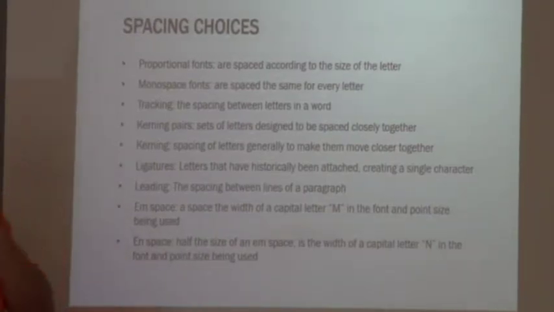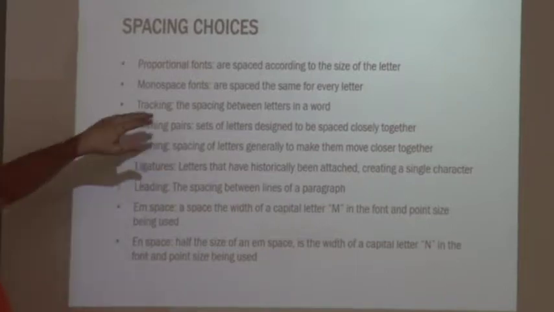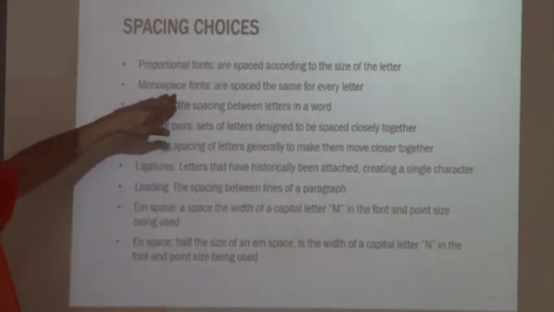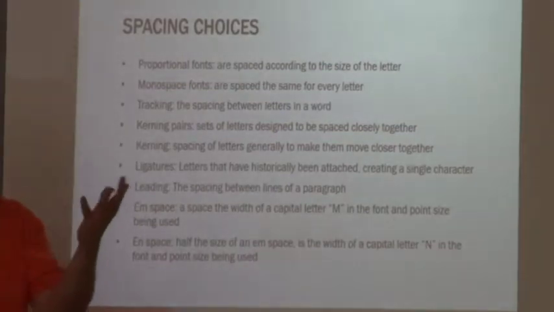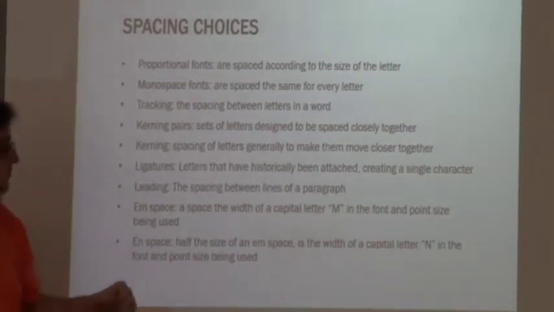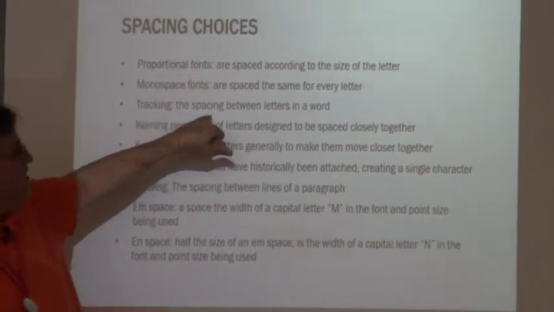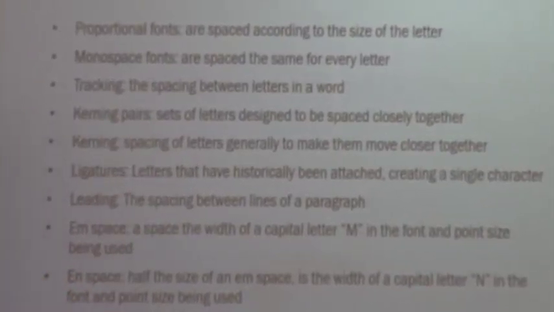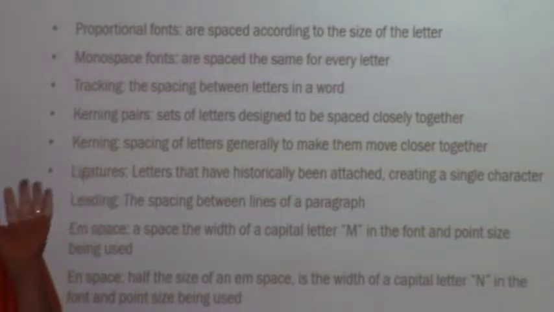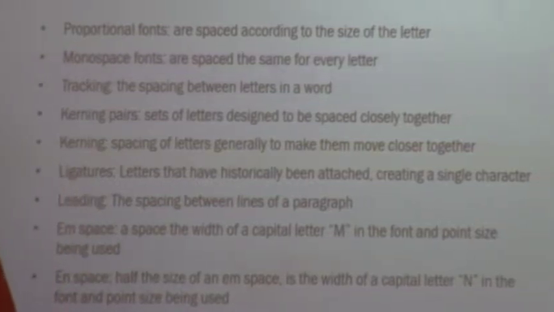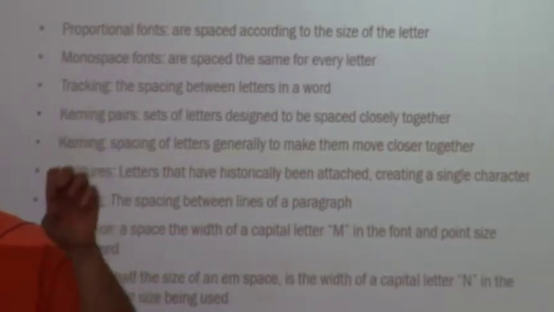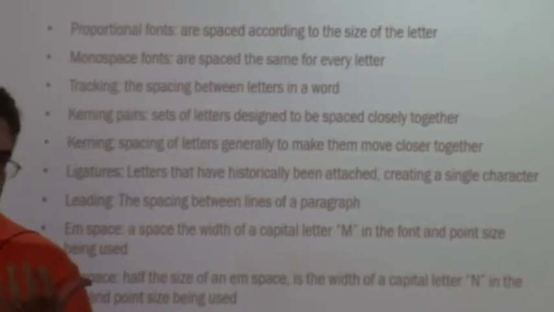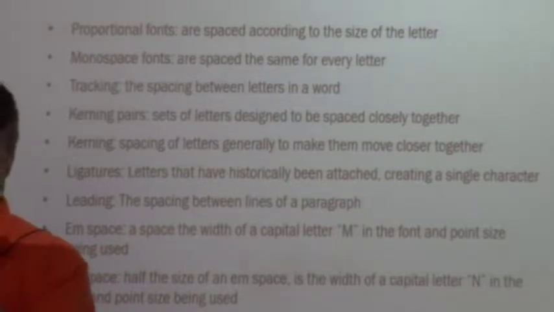Spacing choices. This is where I noticed it was a little different. Proportional fonts are spaced according to the size of the letters. Monospace fonts are spaced the same for every letter, like an old typewriter, but they generally were a little bit wider than that. Tracking, see, this is where they said tracking is the space between letters in a word. I've always heard that as word spacing, and in a sentence it's tracking. Now, if you get a multiple choice test, and it asks what this spacing is, and they've got the word tracking, but they don't have the word spacing, they have kerning and something else, you need to choose tracking. Because we know kerning is just two characters.